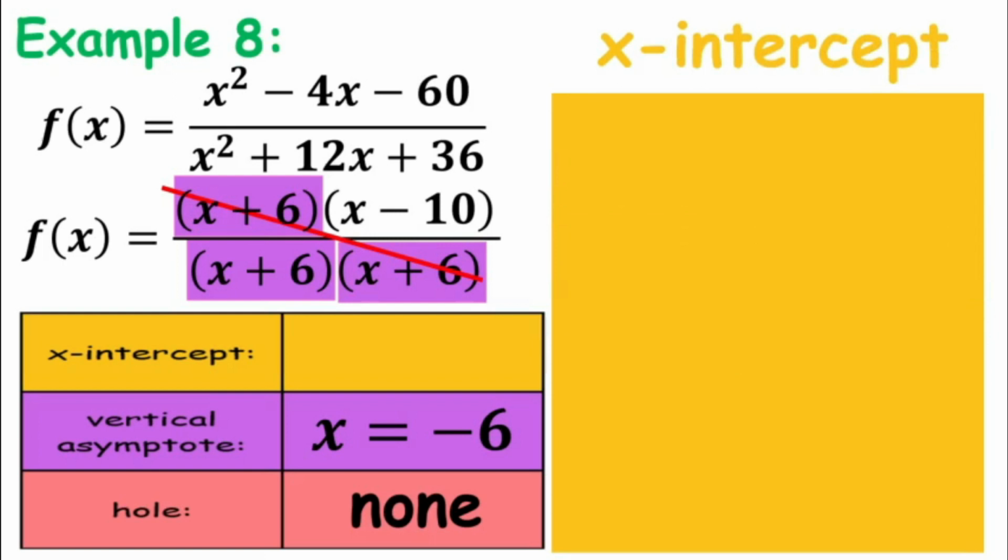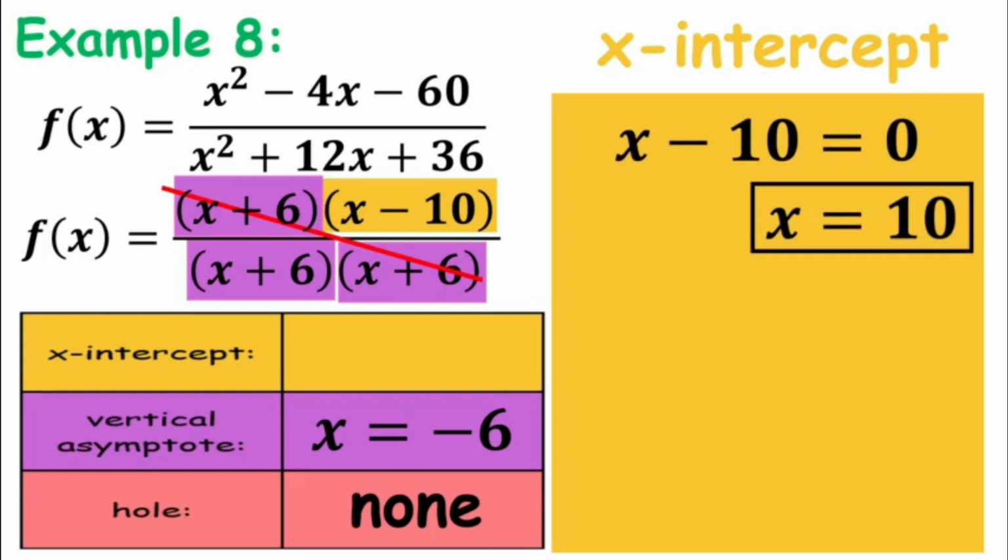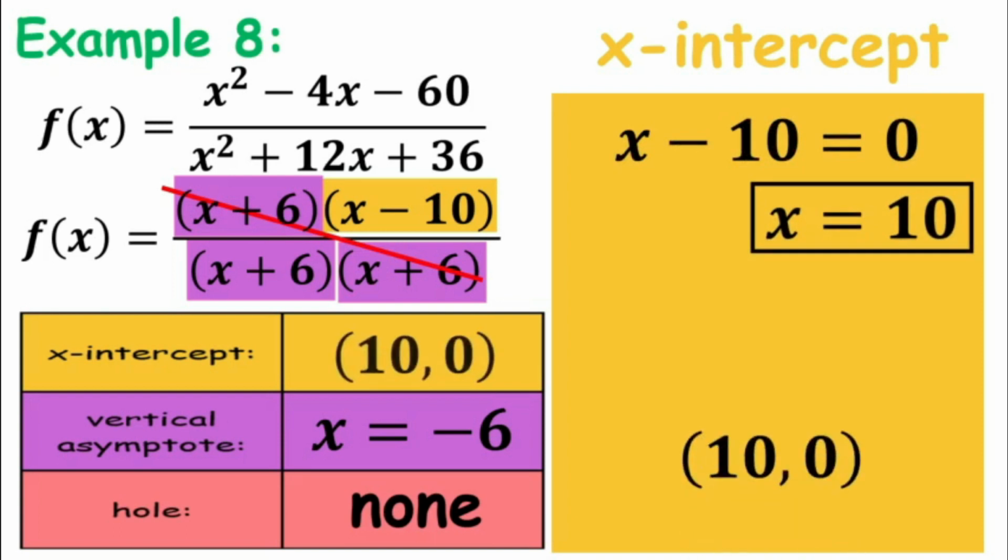For the x-intercept, we have x minus 10 is equal to 0. Transpose negative 10, we have x is equal to 10. The x-intercept is (10, 0).